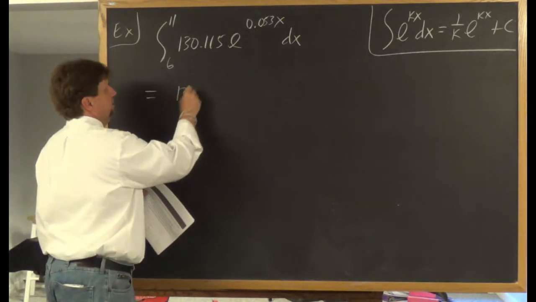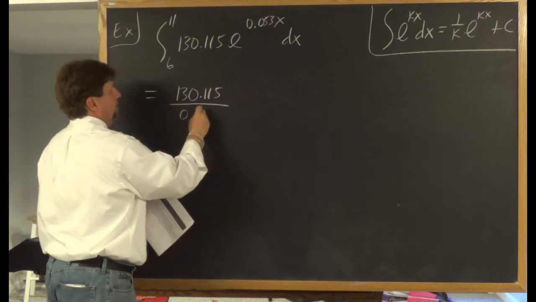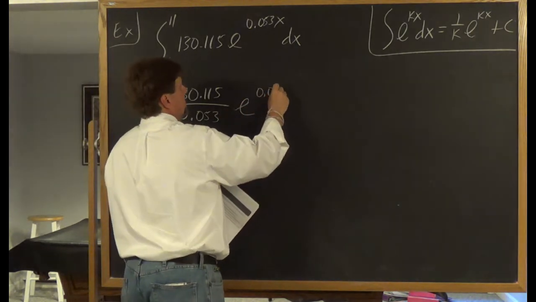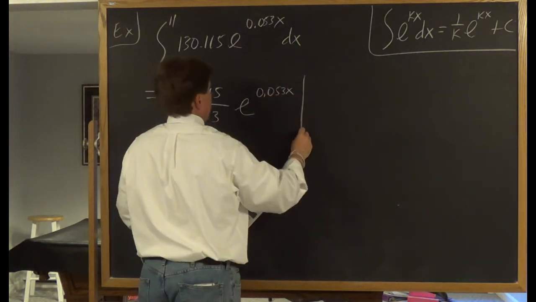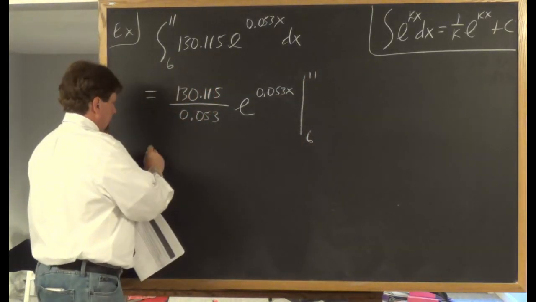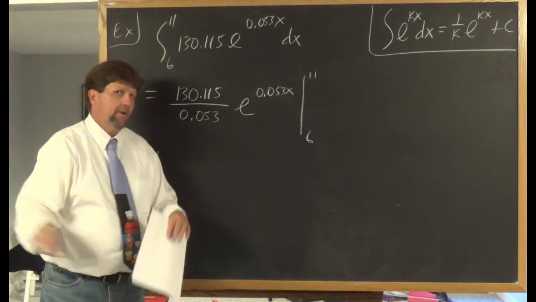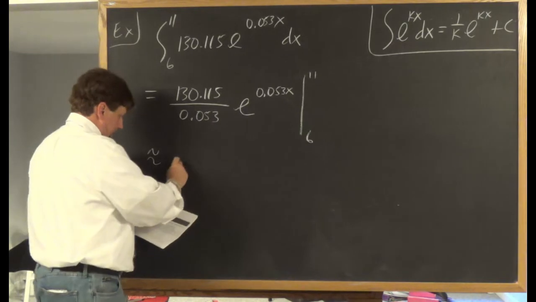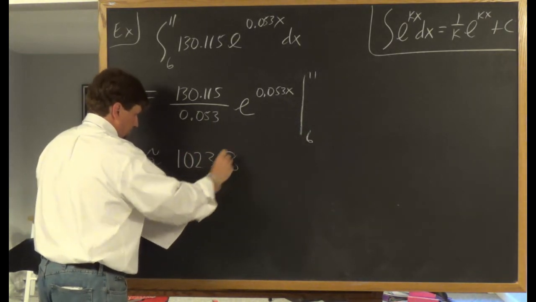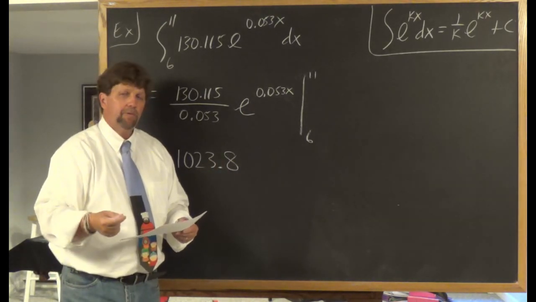The antiderivative is 130.115 over 0.053 e to the 0.053x. And we just need to evaluate that from 6 to 11. And when I crank this through the calculator, I'm not going to show the calculations, I get a number pretty close to 1023.8. So we've evaluated. Now let's do the interpretation.